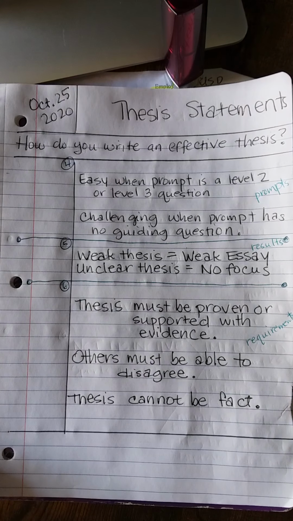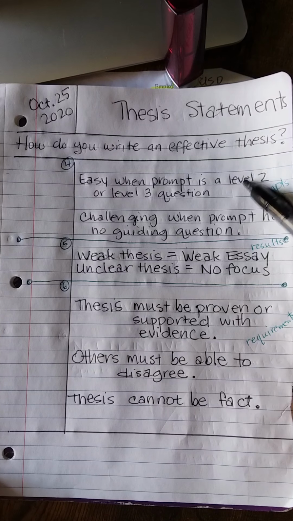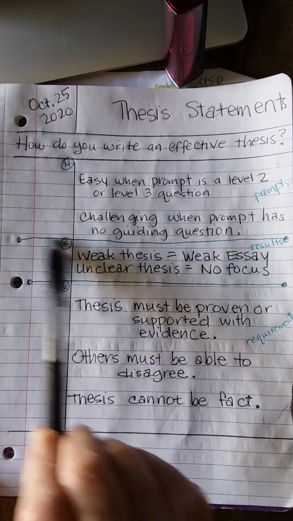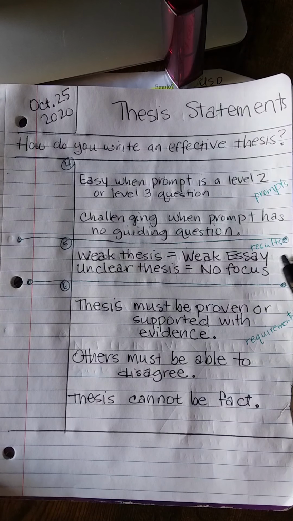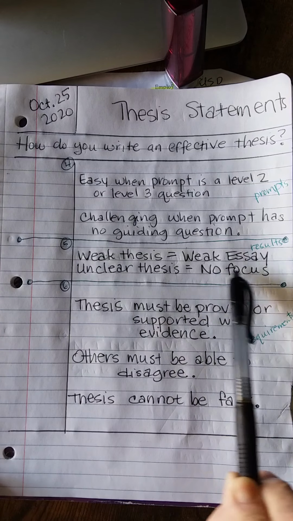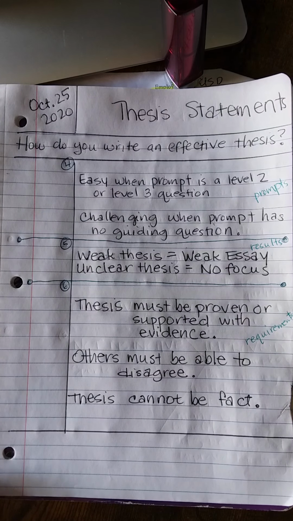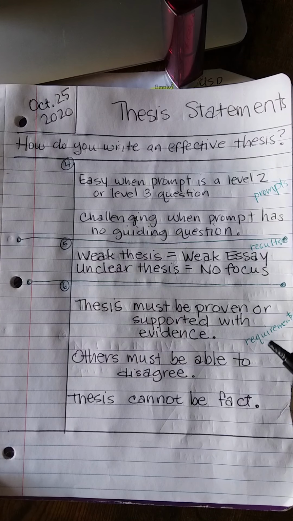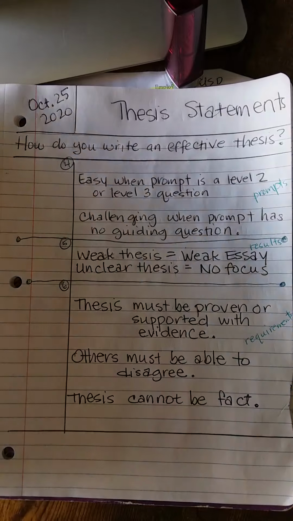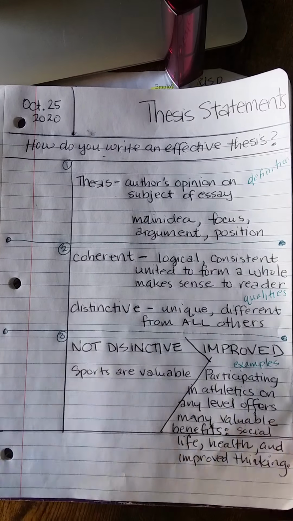Then on page 2, I started talking about the prompt, what makes them easy and what makes them difficult. So I put prompts right here. Then I separated this part because this is showing you results when you have a weak thesis, a weak essay, unclear thesis, no focus. Okay, and then finally, I ended the notes with some additional requirements for the thesis. So this part is one chunk. So now let's look at key terms and main ideas.